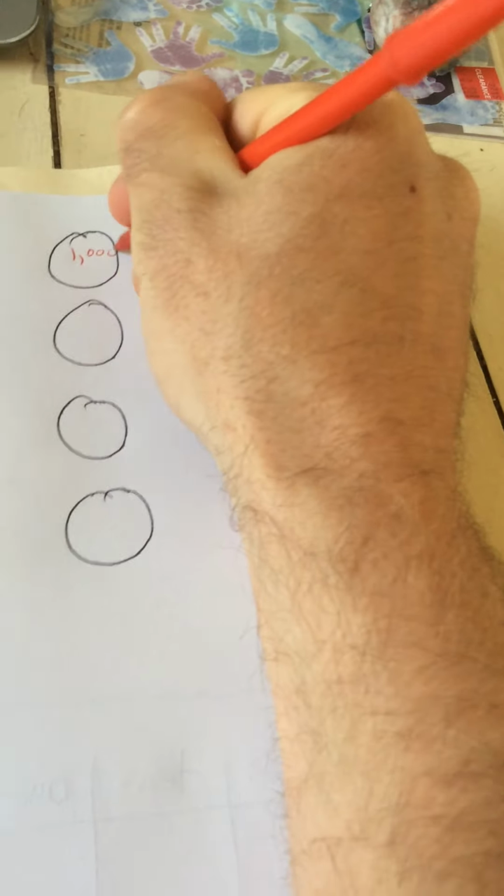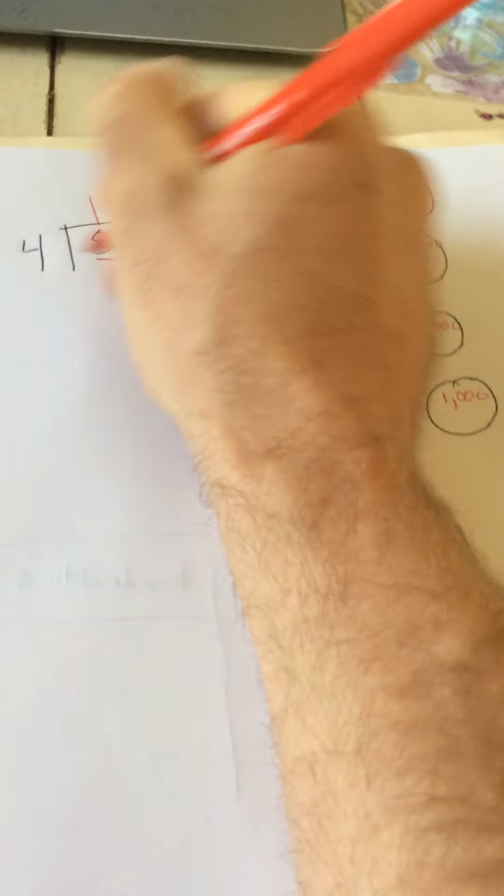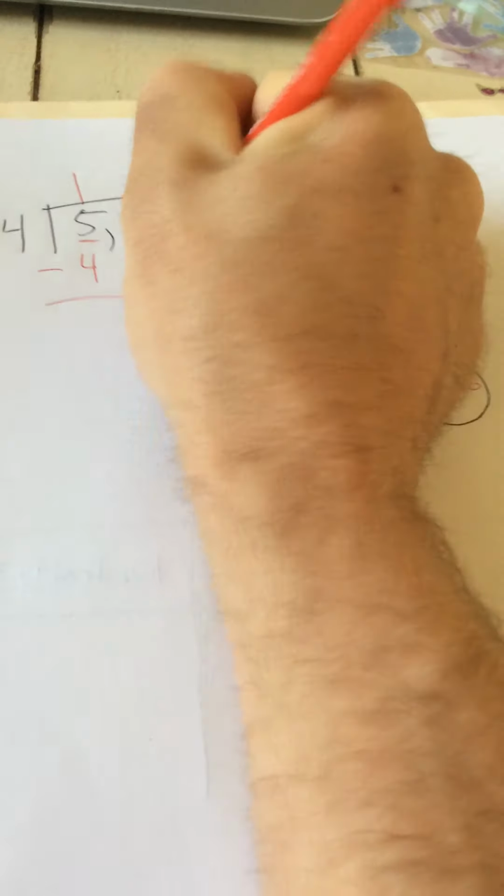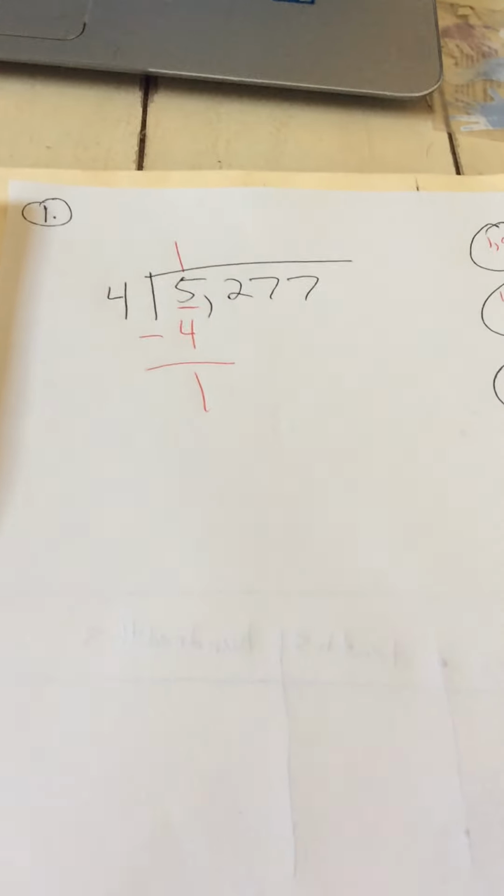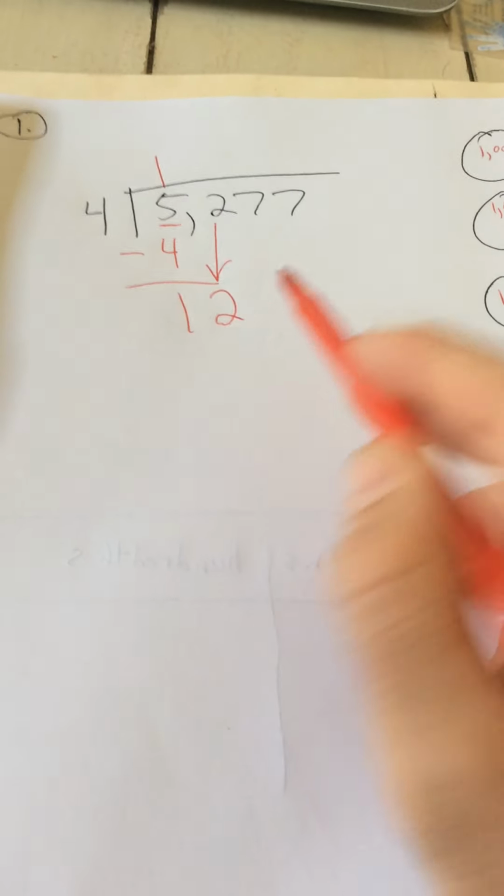We can't put 2,000 into each group because that would be 8,000 and we only have 5,000. So we can put 1,000 into each group, and then we multiply 1 times 4, and we still have 1,000 left. We're going to have to split that up into these 4 groups. So let's bring down the hundreds, and now we're going to include the 1,000 with these hundreds, and we're going to look at it as 12 hundreds, because that's the same thing. Since there are 10 hundreds in this 1,000, plus 2 more, we can now look at it as 12 hundreds.